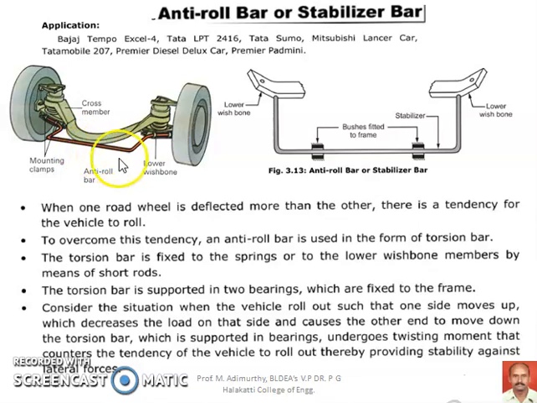This kind of arrangement you can see in various Indian vehicles, for example, the Bajaj Tempo, Tata LPTs, Tata Sumo, Mitsubishi Lancer car, Tata Mobile, and Premier diesel car. Of course, these are old models. Nowadays also in many of the systems, that kind of arrangement can be observed, particularly in old SUVs, which is called an anti-roll bar.